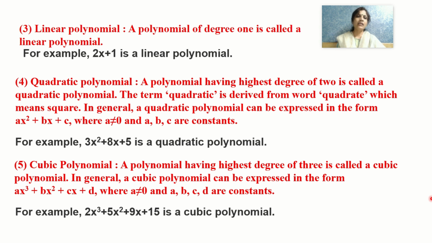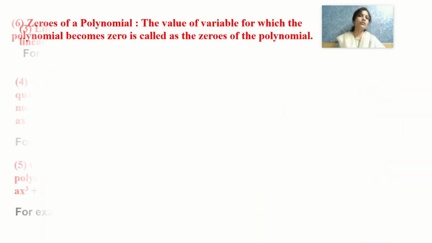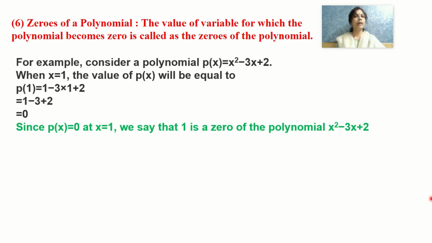Now let's understand the meaning of zeros of a polynomial. The value of the variable for which the polynomial becomes 0 is called the zero of the polynomial. Let's take an example so that you get a good understanding of the meaning of zeros of a polynomial. Consider a polynomial p of x is equal to x square minus 3x plus 2. This is a quadratic polynomial because the highest degree of the variable is 2.